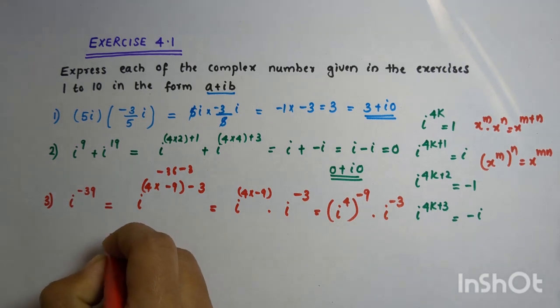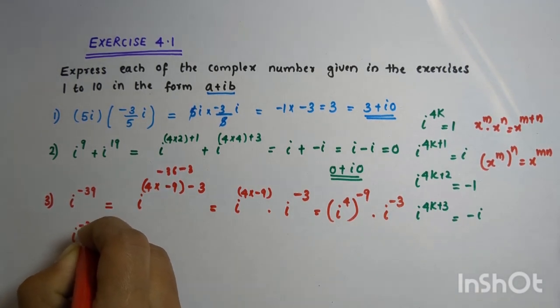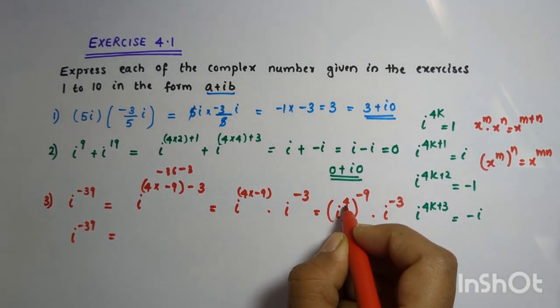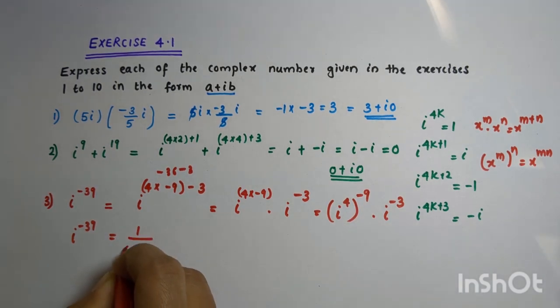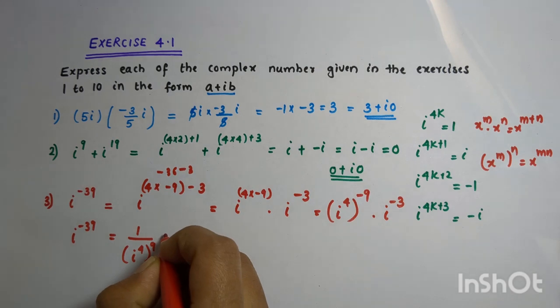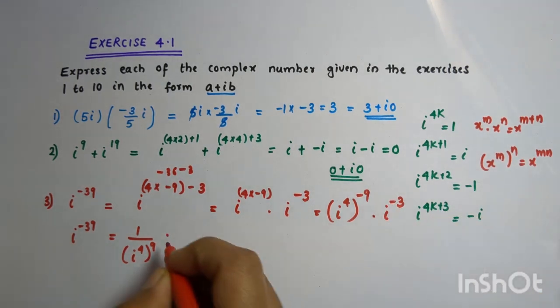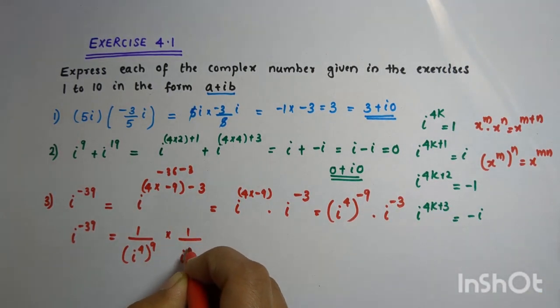Now i raised to minus 39 is equal to i raised to 4 all raised to minus 9, which can be written as 1 by i raised to 4 all raised to 9, into i raised to minus 3, which can be written as 1 by i raised to 3.